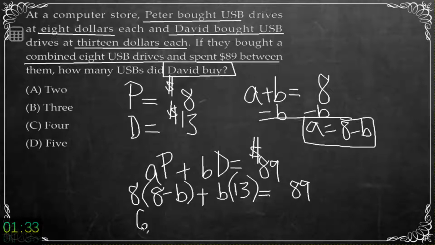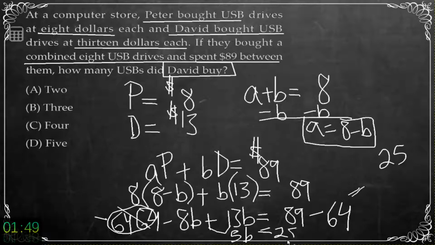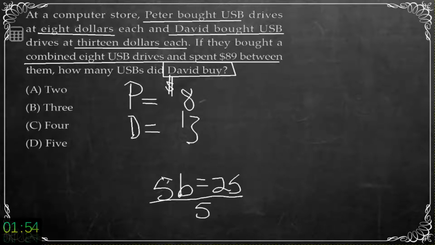Let's go ahead and distribute that 8 to find 64 minus 8B plus 13B. And once we've taken 64 away from both sides and reduced it down to 5B, we'll set that equal to 25, divide both sides by 5 to find that David bought 5 USBs. D.